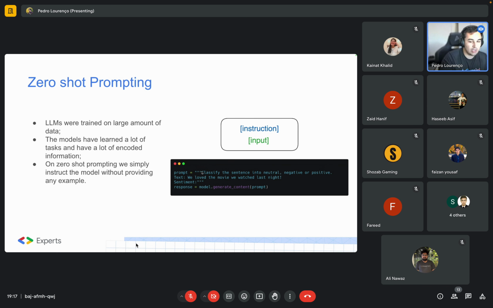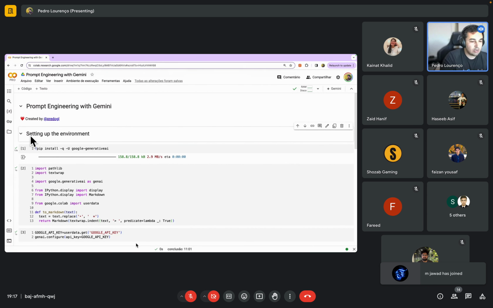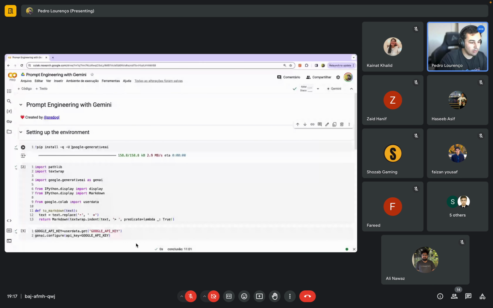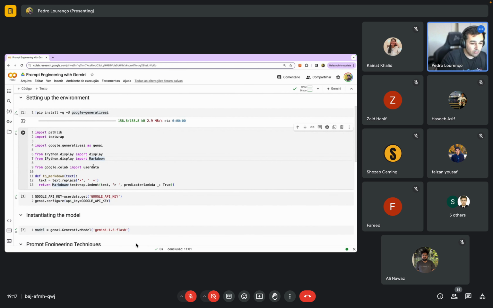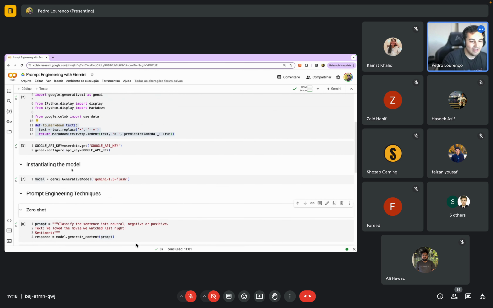So this is the idea of the zero-shot prompt. And let me go to the Google Colab here. A little brief context on this Colab: we are using Gemini here. For setting up the environment, we are just installing the Google Generative AI library, that is the SDK for us to use Gemini. And here we have some imports, and this function to make the output markdown, so you can see it in a beautiful way. And yeah, we will run this.